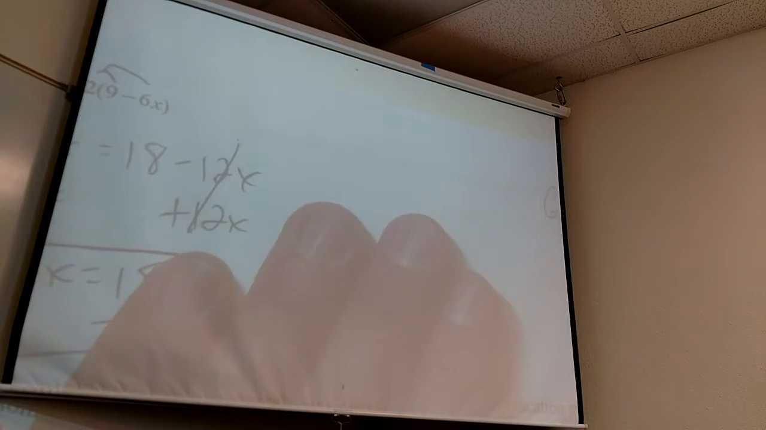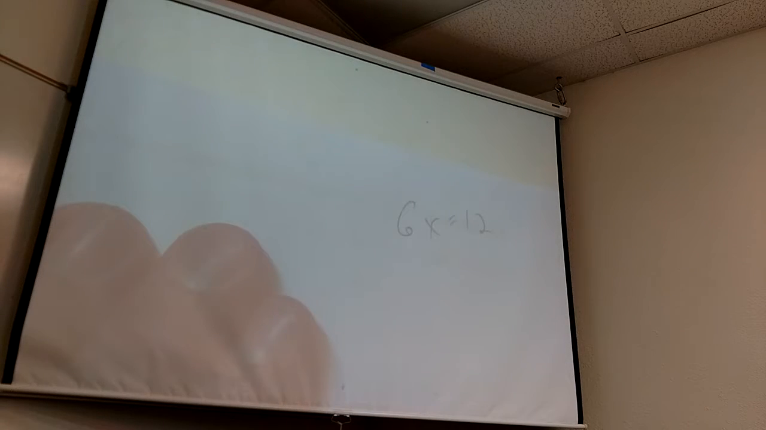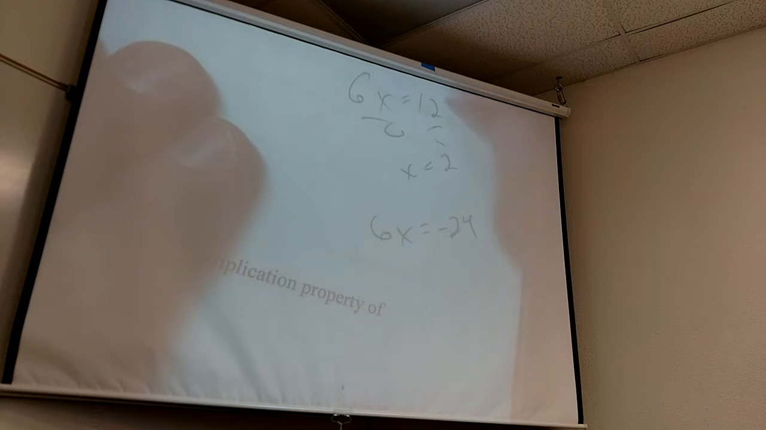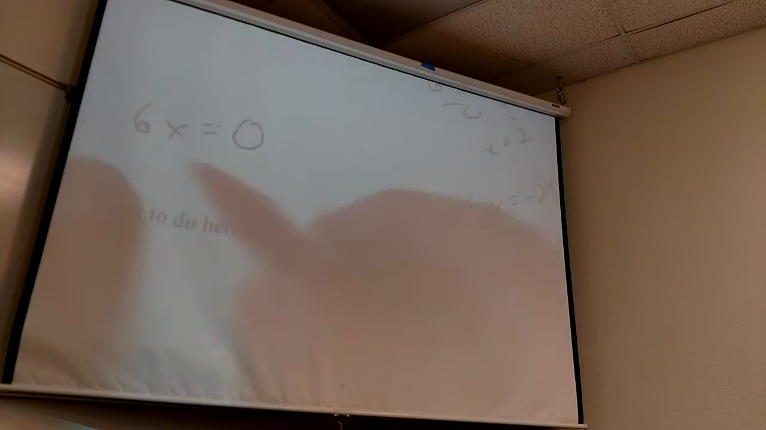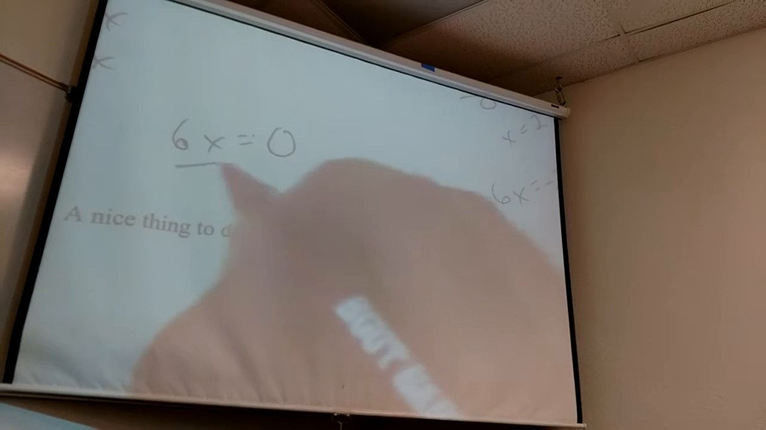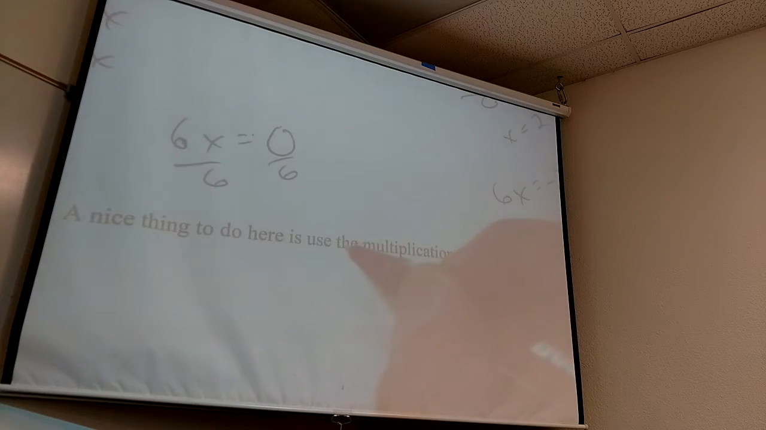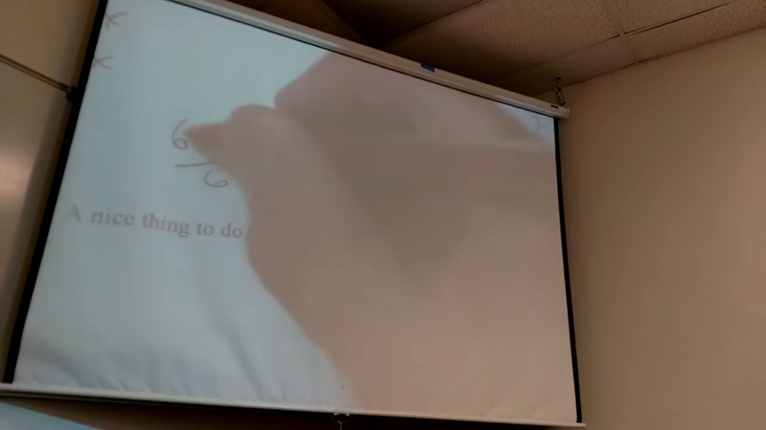Now, what's funny is, now watch. If the problem was 6x equals 12, what would you do? Divide by 6, and your answer would be 2. It's amazing. What if the problem was 6x equals negative 24? What would you do? So does it matter what I make this number? No. So if it's 6x equals 0, what do you do? Divide by 6. Don't let the 0 tell you what to do.